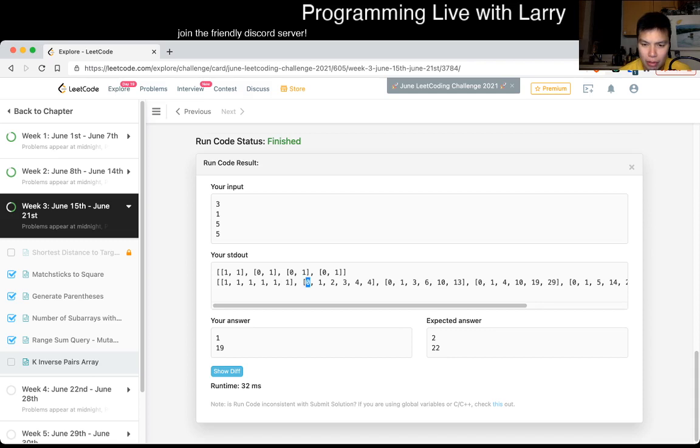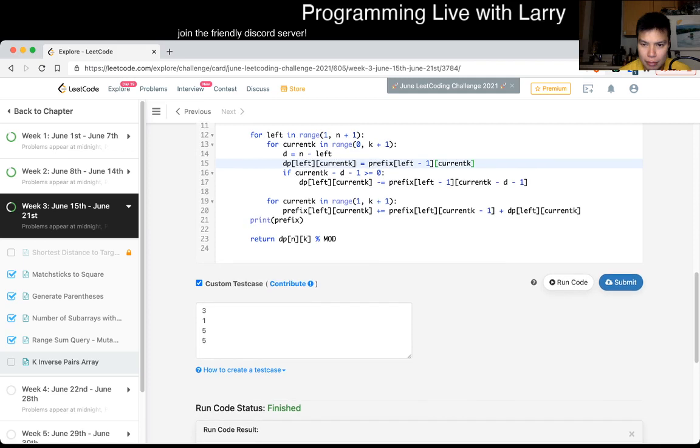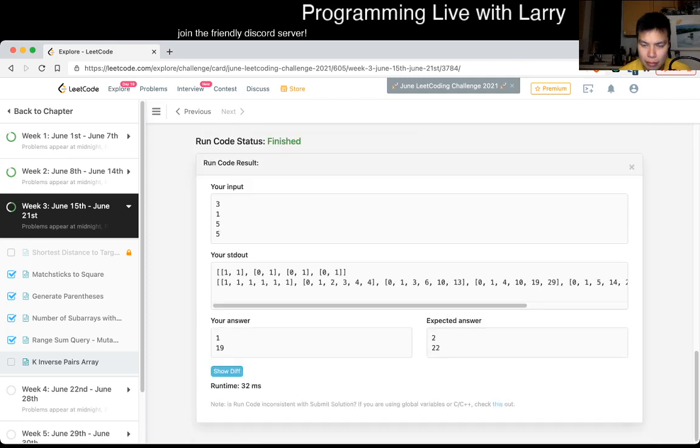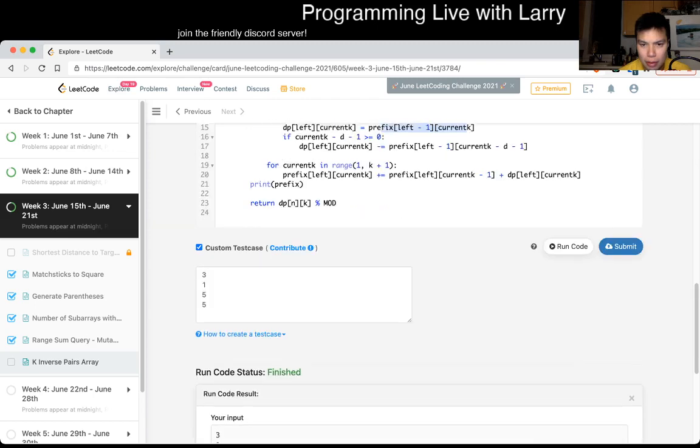Well, this 0 is wrong, right? Because do I not do it? It's okay. Maybe we just never fill out 0? No, I mean DP left of is equal to this. This should be 1.